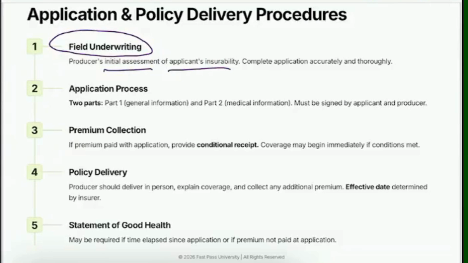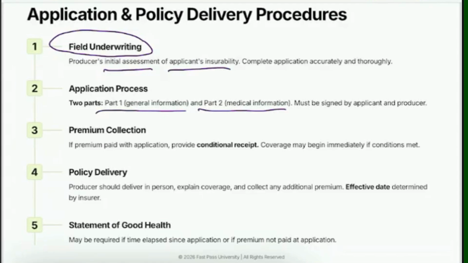And then when you're filling out the application, there are 2 parts to the application, okay? Part 1 is the general information, and part 2 is the medical information. Know those. Pause this right now and make a note card, make a flashcard. Highlight it, okay? I love this test question. What does part 1 on a life insurance policy consist of?